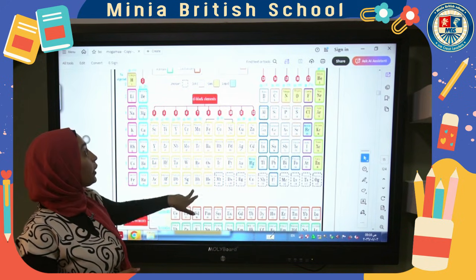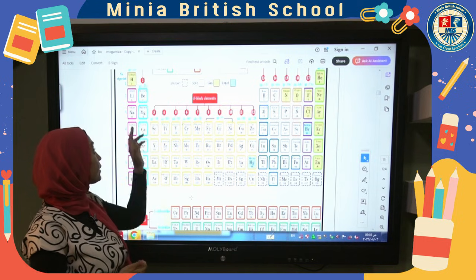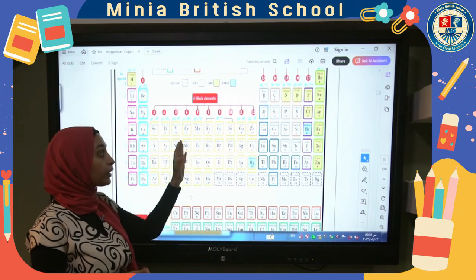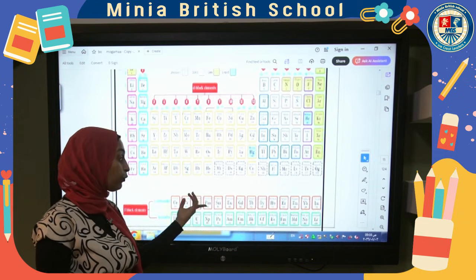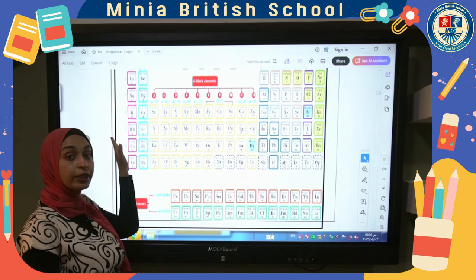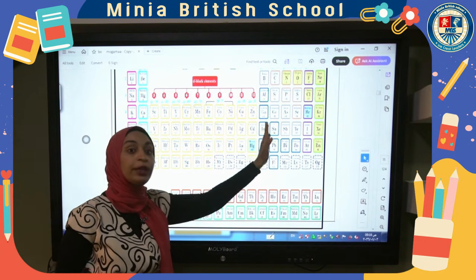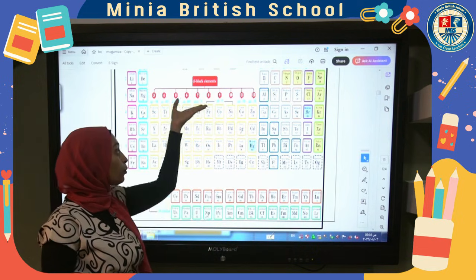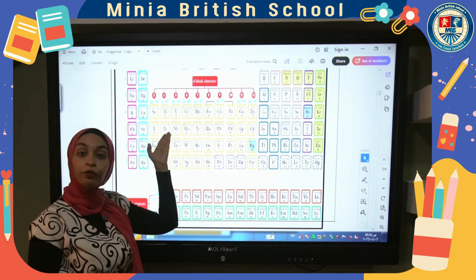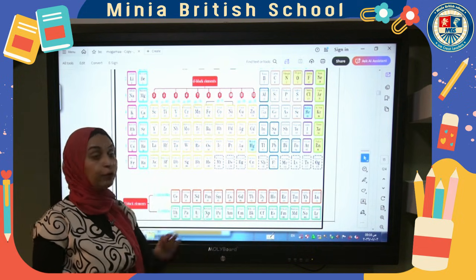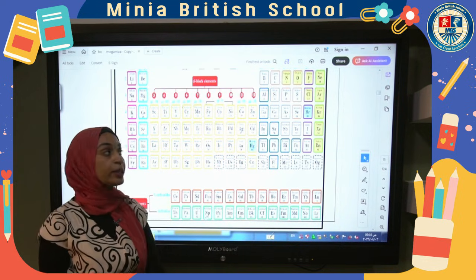It consists of 4 blocks: S block, P block, D block, and F block. Again, S block, it takes the first 2 groups. P block, starting from 3A to the 0 group. D block, that is located in the middle of the table, and finally the F block. Let's start with the S block.